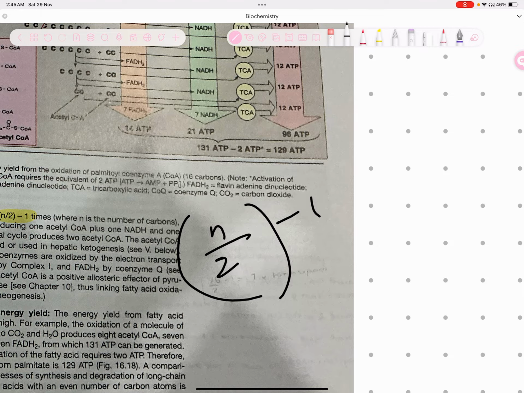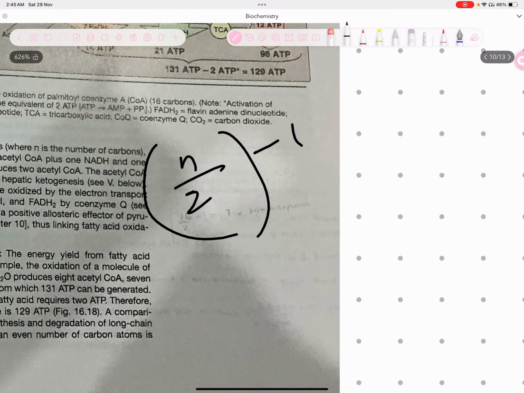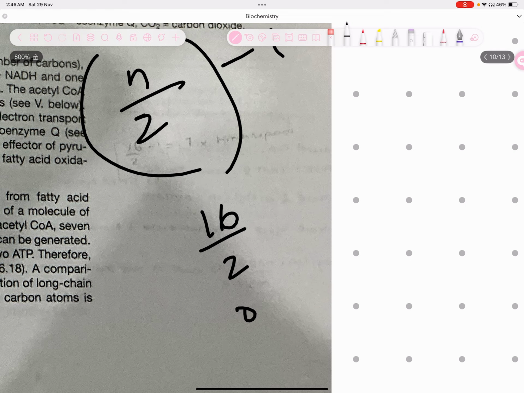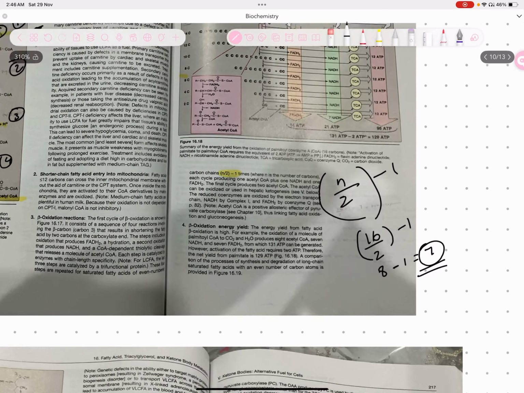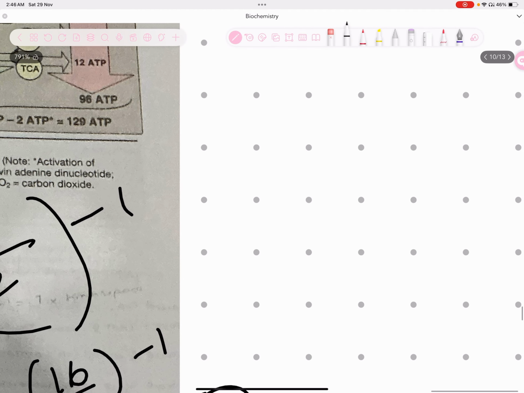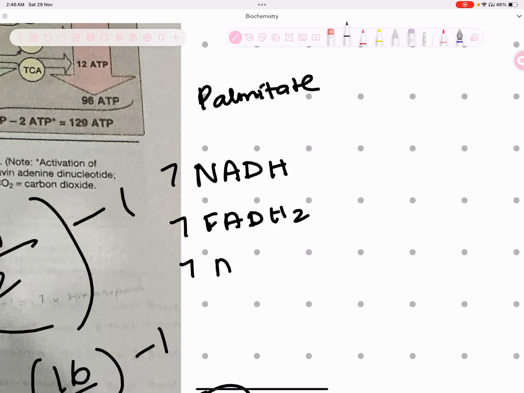For example, let's say we had palmitate, which is palmitic fatty acid. The number of carbons is 16. So 16 by 2, let's do the maths. This makes 8, and then you have to minus 1 from it. So you'll get 7. This is the number of times that this cycle has to repeat, so 7 times this reaction will repeat. That means you're getting 7 NADH, and we're talking about palmitate right now. You will also get 7 FADH2, and then you'll get 7 acetyl CoA.